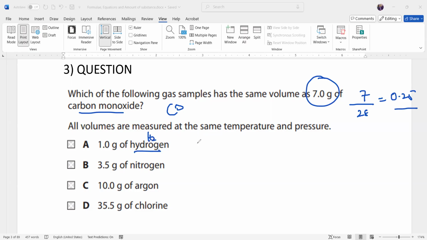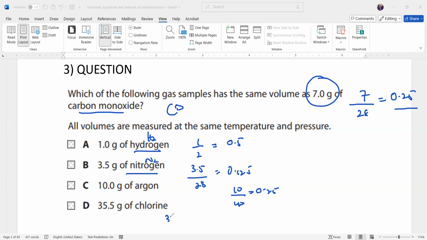Hydrogen is H2. So 1 divided by 2, because the mass will be 2. So hydrogen will be 0.5 mole. Nitrogen is N2. So 3.5 divided by 28, because 14 multiplied by 2. So we got 0.125 moles. Argon is 40. So 10 divided by 40, we got 0.25.